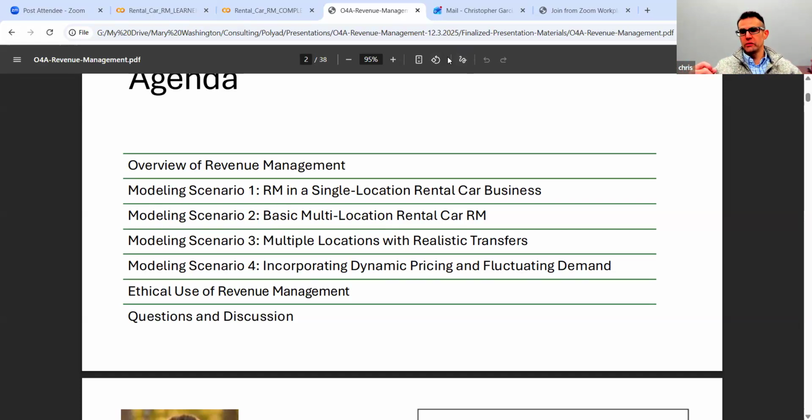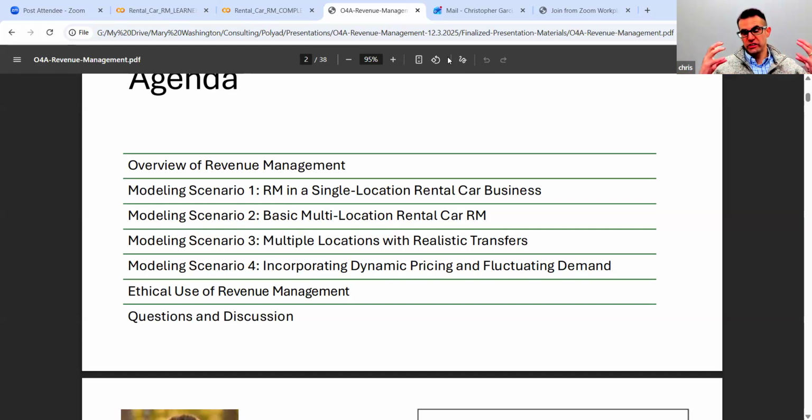And then we're going to extend it to more realistic cases where we have multiple locations. We'll transition to a simplified version of a multi-location rental car business, applying revenue management to that. Then we'll add some realism in terms of how we transfer cars from one location to another. And then finally, we're going to see how we can adapt the models that we have to incorporate dynamic pricing and fluctuating demand. And then I want to end with a short discussion on the ethical use of revenue management.